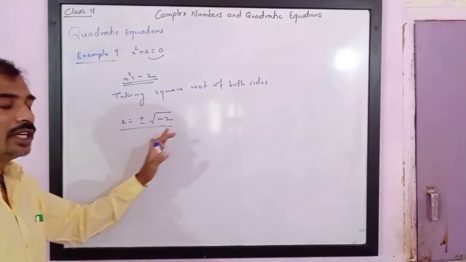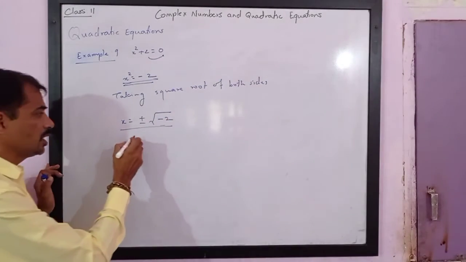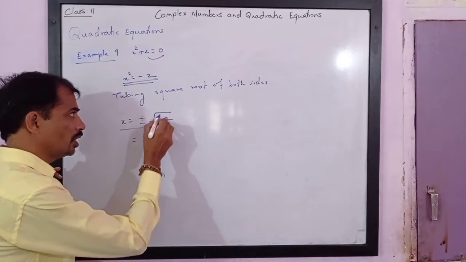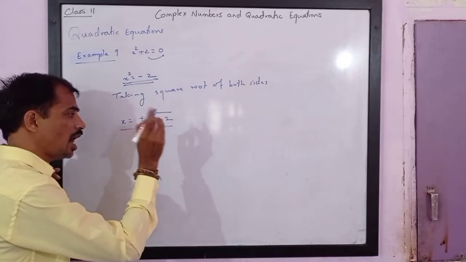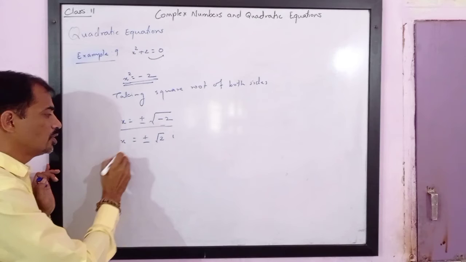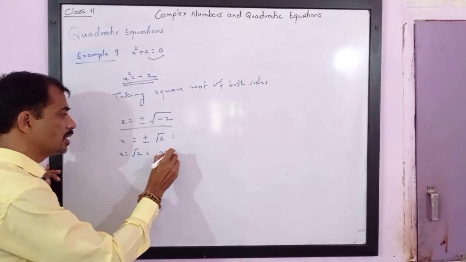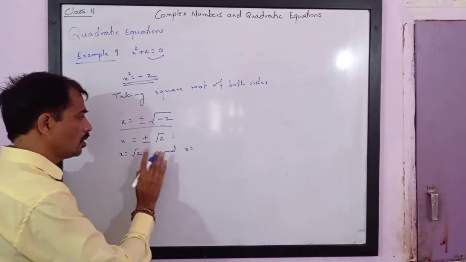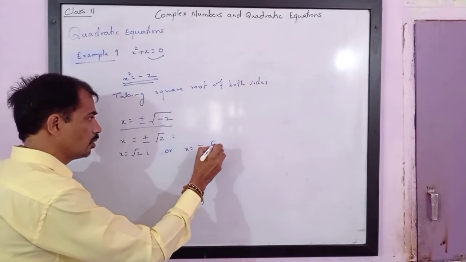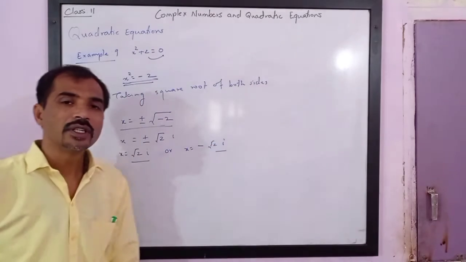Now we already know how to represent negative numbers in root. So this is equal to plus or minus root 2 times i. Since root of minus 1 is i, it is plus or minus root 2 i. So x has two roots, x is equal to root 2 i and x is equal to minus root 2 i. So these are the two possibilities for this.